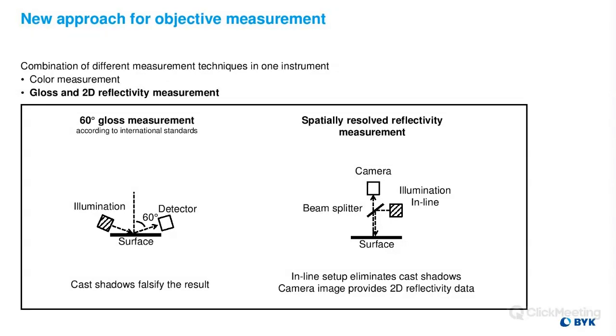Also remember that reflectivity measurement, unlike gloss measurement, is spatially resolved, which means that we're actually measuring individually the reflectivity of a large number of spots on the surface, rather than the gloss meter, which just averages the gloss over the measurement area, the area that the light beam is hitting.